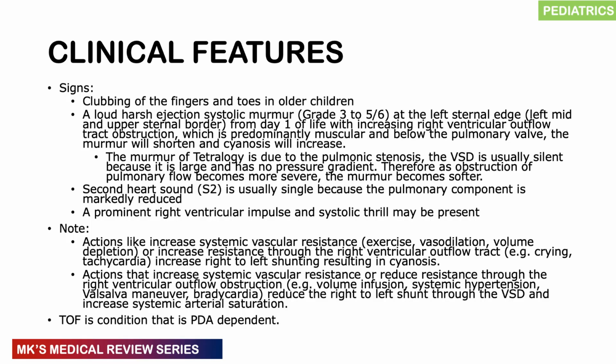So you're going to hear a loud, harsh ejection systolic murmur, which could be about grade 3 to grade 5 or 6, and you're going to be hearing it over the left sternal edge. It will be at the left mid and even sometimes the upper border of the sternum. You can hear it from day 1 of life, and it increases with right ventricular outflow obstruction, which is predominantly muscular and below the pulmonary valve. And the murmur will shorten and the cyanosis will increase.